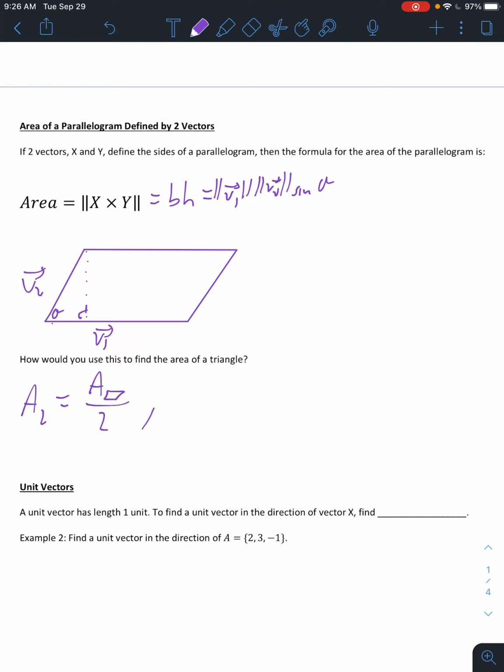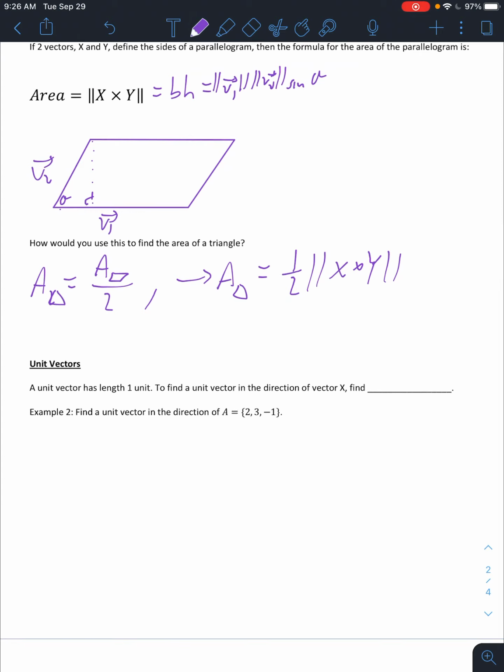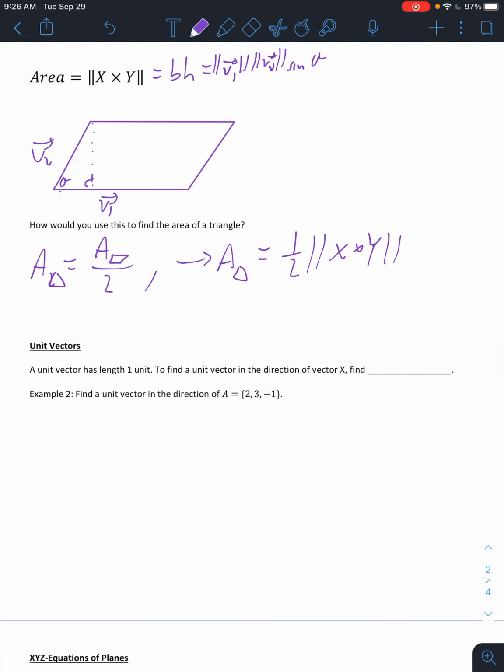So therefore, the area of a triangle would then be 1/2 of the magnitude of the cross product of two vectors. Again, we can name the vectors anything you want. I called them x and y, you can call them v1, v2. It doesn't really matter. It just matters that the cross product of two vectors gives us the area of a parallelogram.